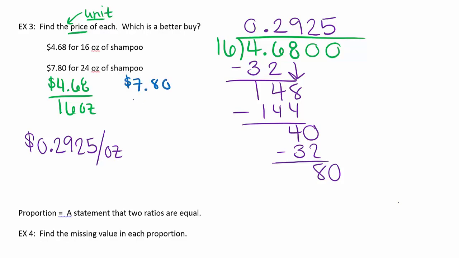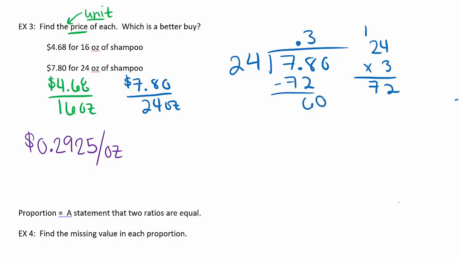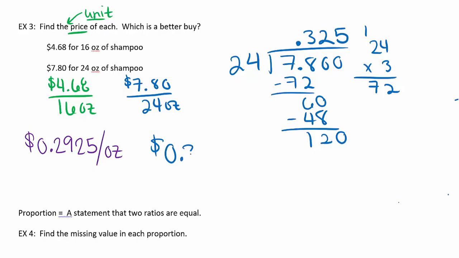I'm going to take $7.80 and divide that by 24 ounces. So 24 goes into 78. I'm going to guess 3 times. 72, that sounds about right. Remainder of 6, bring down the 0. So 24 goes into 60, I would say 2 times. The remainder of 12, I'm going to add a 0 and bring it down. Oh, 24 goes into 120 exactly 5 times. So the unit price is a little over 32 cents per ounce.